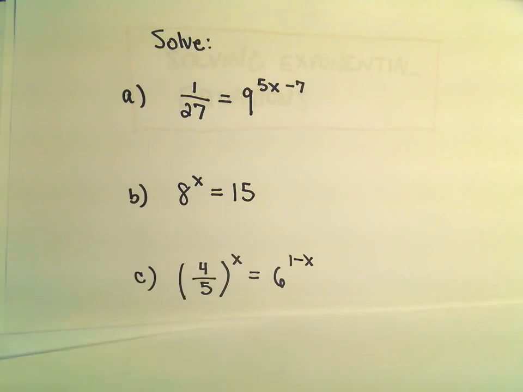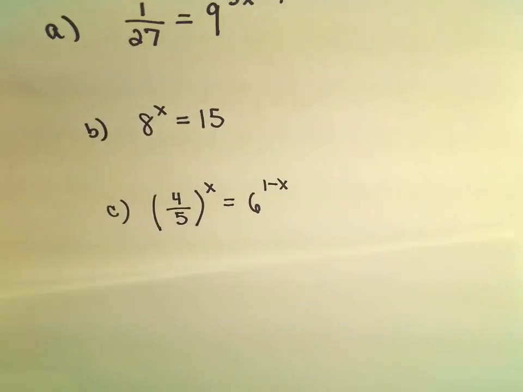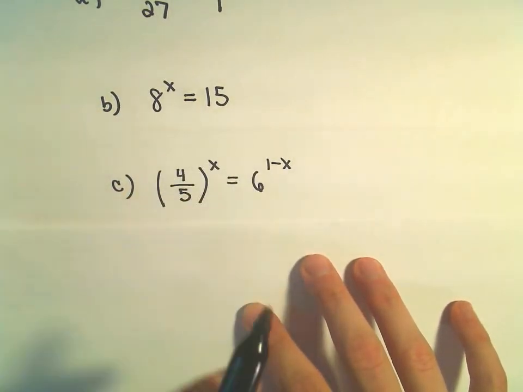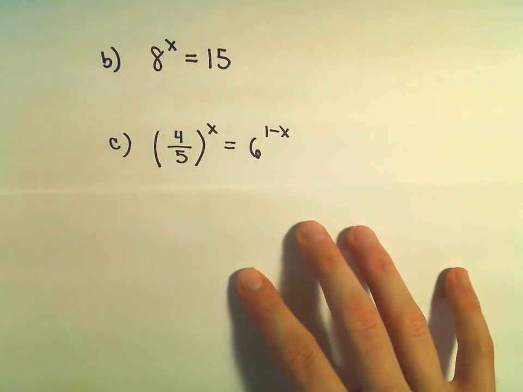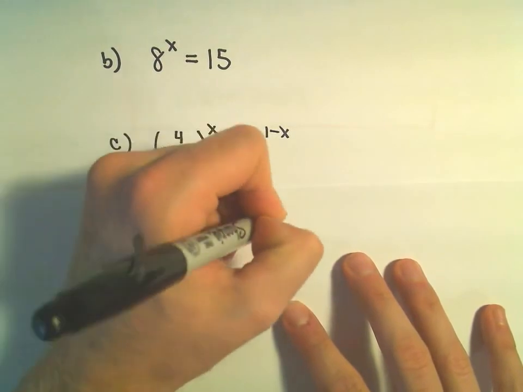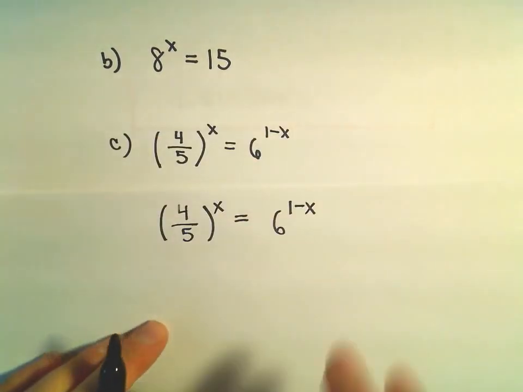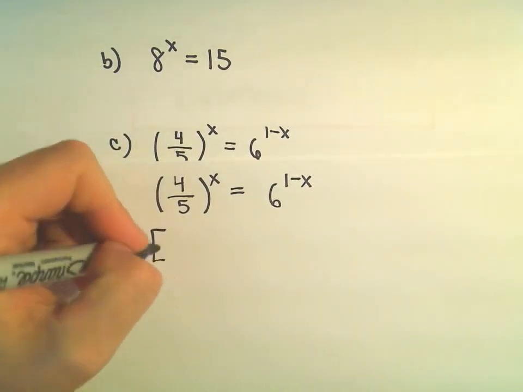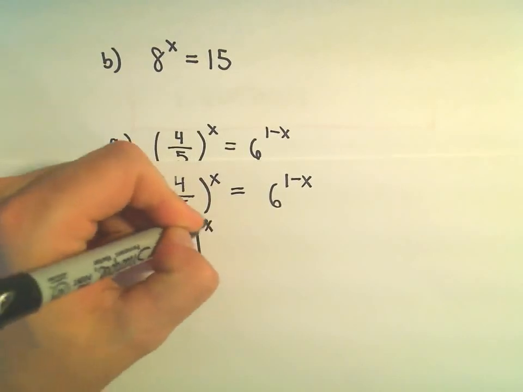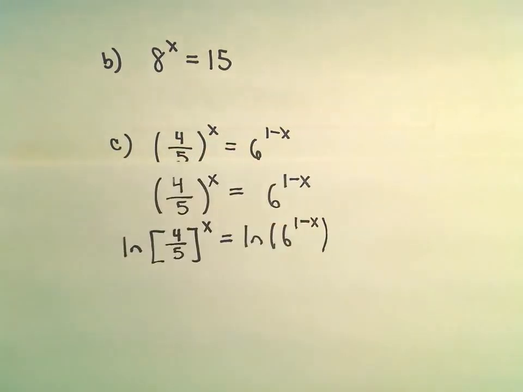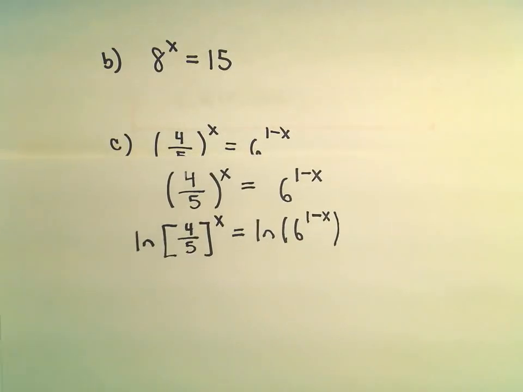We've got 4/5 raised to the x equals 6 raised to the 1 minus x. Well, exact same thing. I see variables upstairs as exponents. The way I'm going to get those away from being exponents is by throwing logarithms onto both sides. Again, you can use any type of logarithm you want. You obviously have to use the same one on each side. I'm just going to use the natural logarithm again. So we have the natural logarithm of 4/5 raised to the x equals the natural logarithm of 6 raised to the 1 minus x. No particular reason I switched from brackets to parentheses. They're all the same to me.